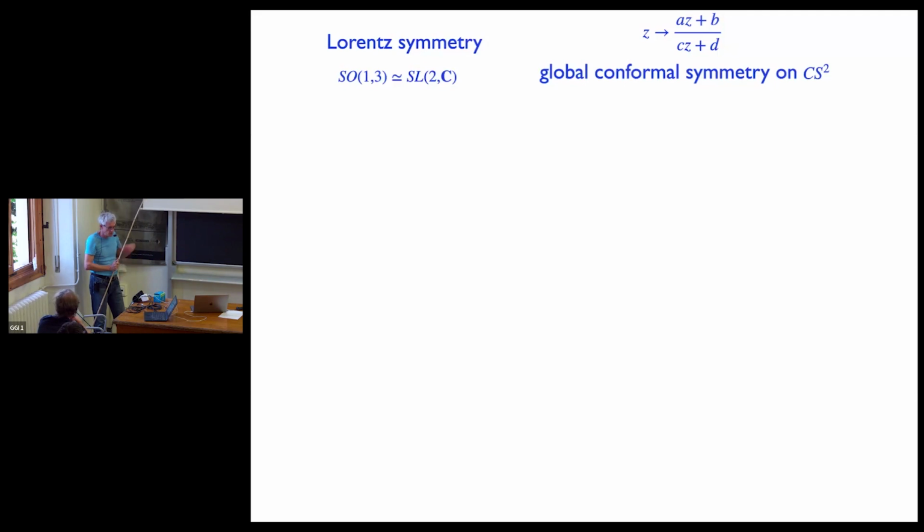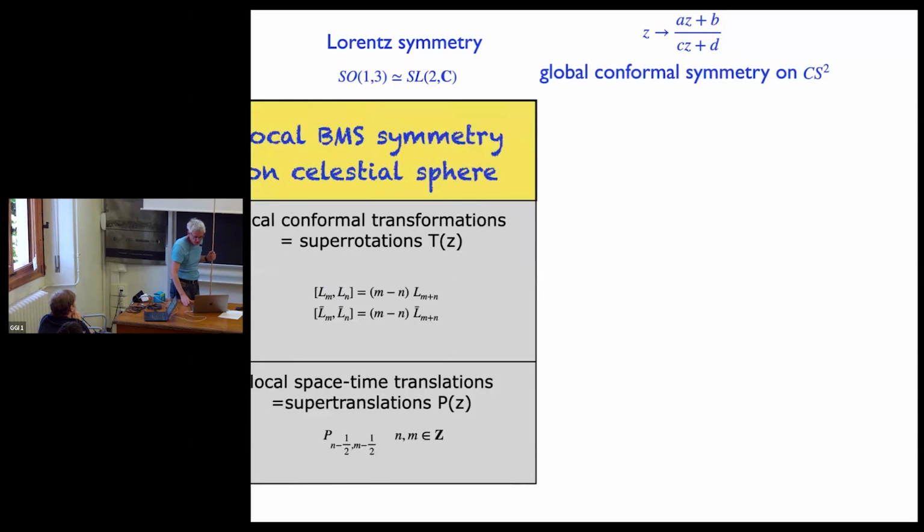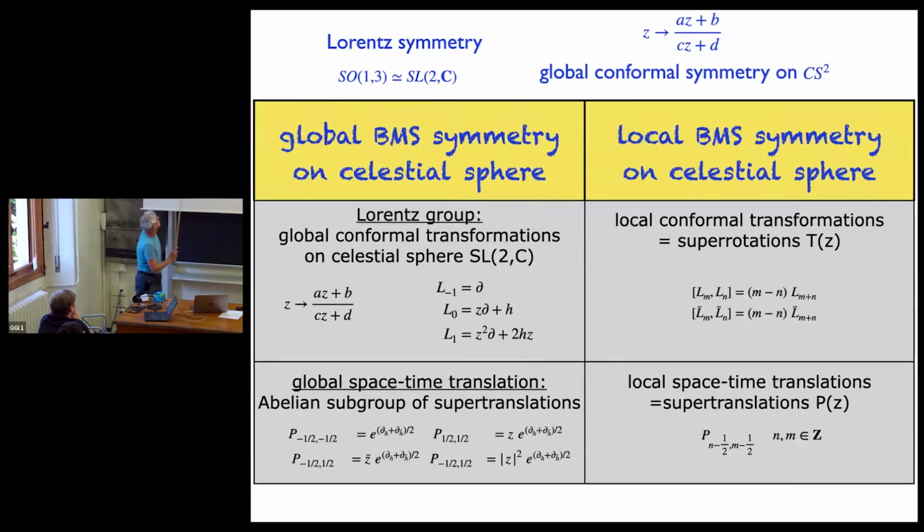That means that the Lorentz group has a nice representation as a global conformal symmetry group on the celestial sphere, which means it is created by L_{-1}, L_0, and L_1, these three generators, and that gives the Lorentz group. And now, as I said, the space-time translations have a different representation.